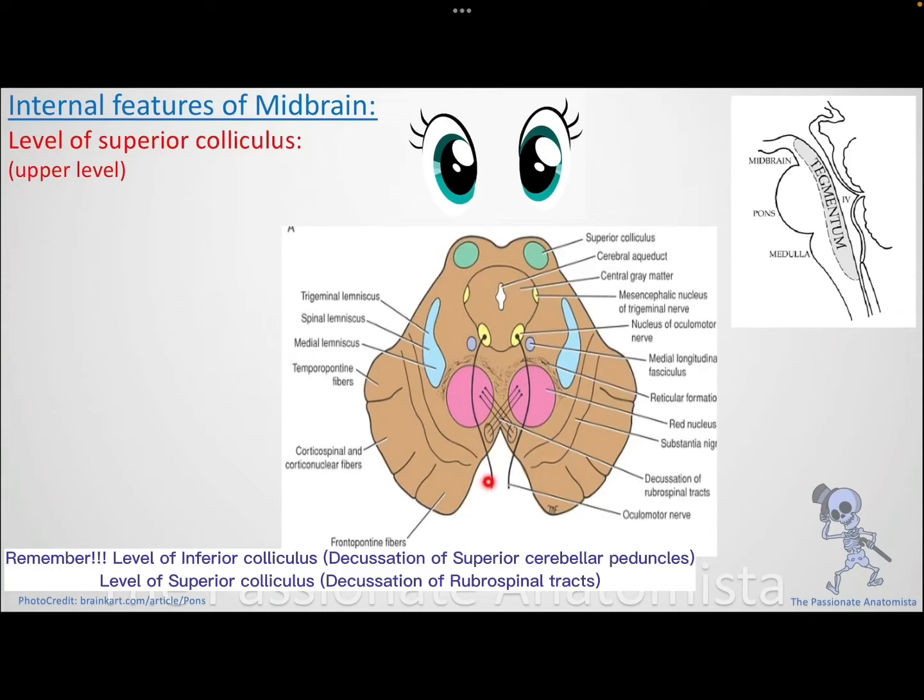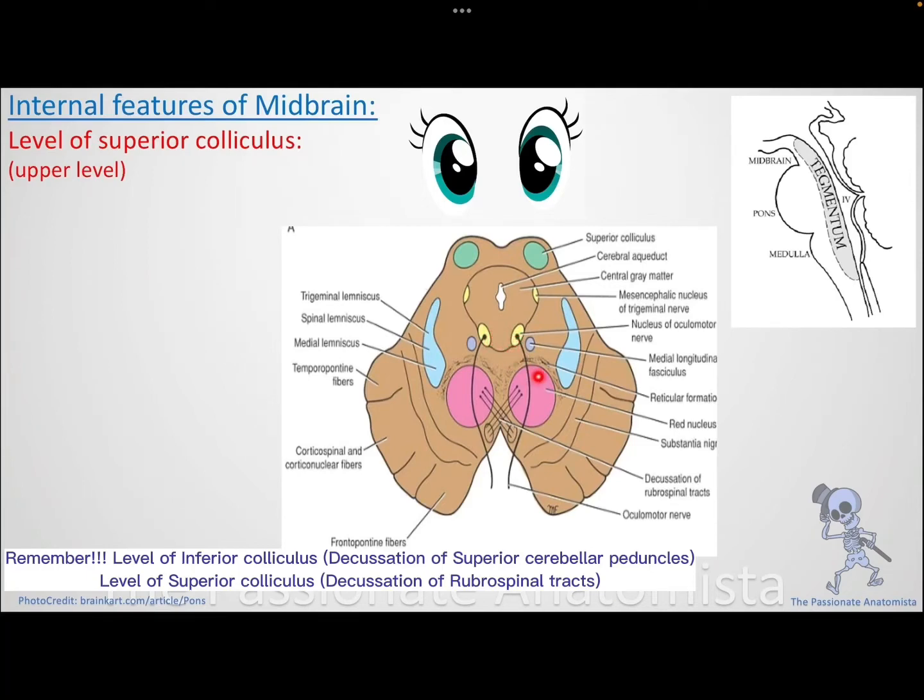How can I know it in the exam? From the cerebral peduncles, and I have colliculi. Cerebral peduncles means midbrain. Colliculi means midbrain. If I can see extra eyes here, this is the eye level, the superior colliculus, the visual center. So the red nucleus is at the level of the superior colliculus. So in the exam, if you see cerebral peduncles, this is midbrain. If you see extra eyes here, this is the superior colliculus level. Which cranial nerve here? Number 3, the oculomotor nerve.